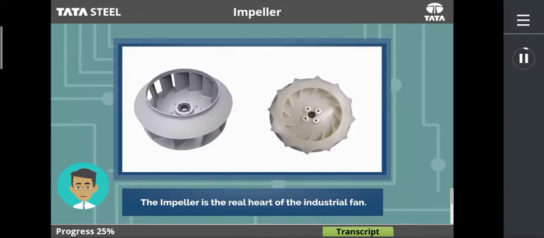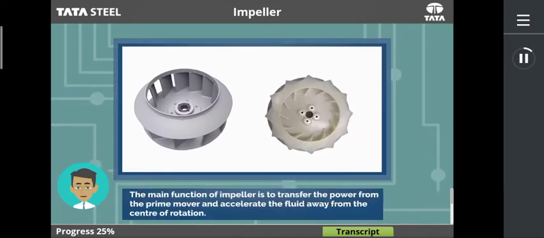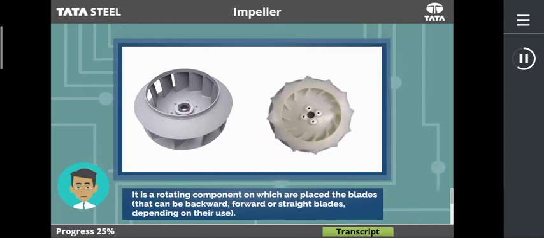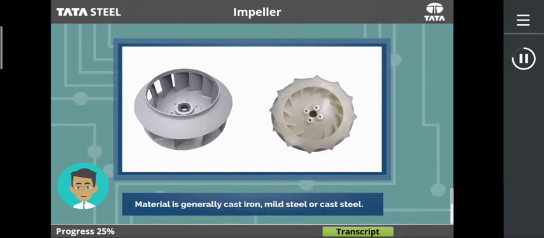The impeller is the real heart of the industrial fan. The main function of impeller is to transfer the power from the prime mover and accelerate the fluid away from the center of rotation. It is a rotating component on which are placed the blades that can be backward, forward or straight blades depending on their use. Material is generally cast iron, mild steel or cast steel.